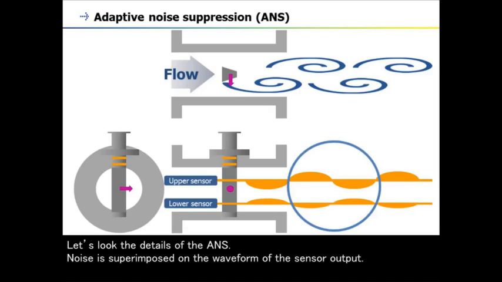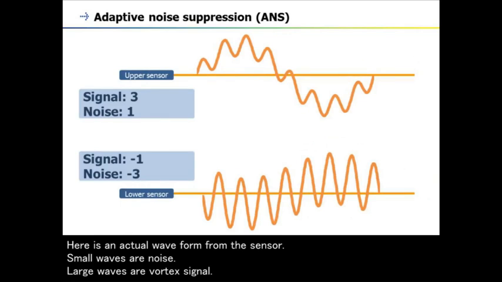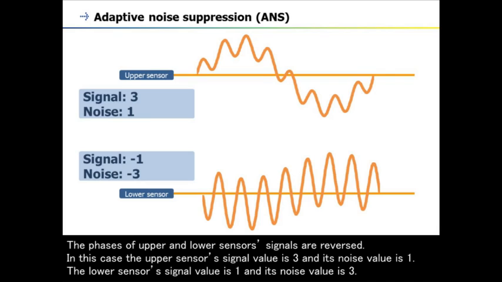Let's look at the details of the ANS. Noise is superimposed on the waveform of the sensor output. Here is an actual waveform from the sensor. Small waves are noise. Large waves are vortex signal. The phases of upper and lower sensors' signals are reversed. In this case, the upper sensor's signal value is 3 and its noise value is 1. The lower sensor's signal value is 1 and its noise value is 3.